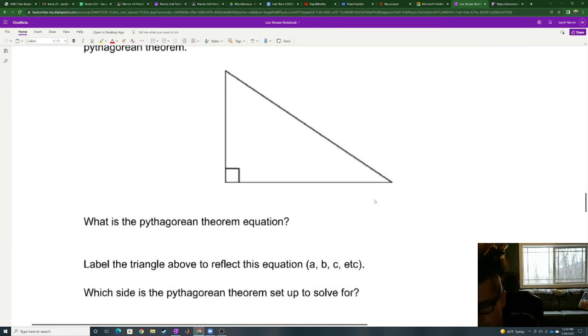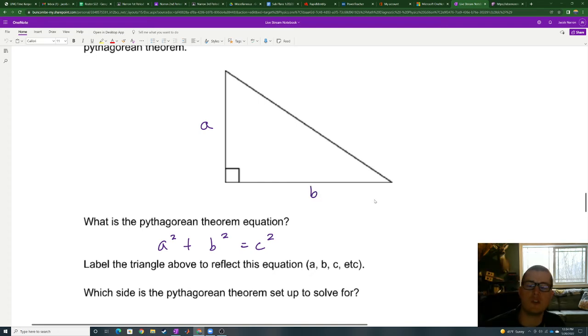What is the Pythagorean theorem equation? It's pretty easy. A squared plus b squared equals c squared. I'm really hoping that you guys know that. A squared plus b squared equals c squared. And then I said label the triangle above to reflect this equation. So A and B are sides. See, there's A, here's B, here's C. C is the hypotenuse. Always, always, always. So we have A, B, and C. It'll load here in a minute.